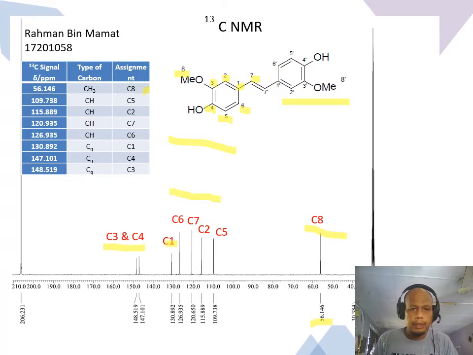As you can see, carbon 5 is assigned at 109.738. Carbon 6 is assigned 126.935. Carbon 7 is assigned 120.935 ppm. This is for carbon 7.